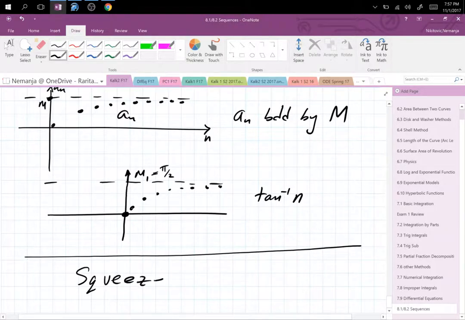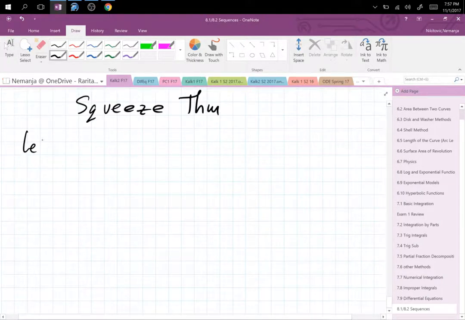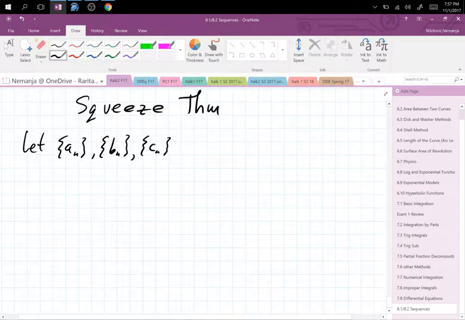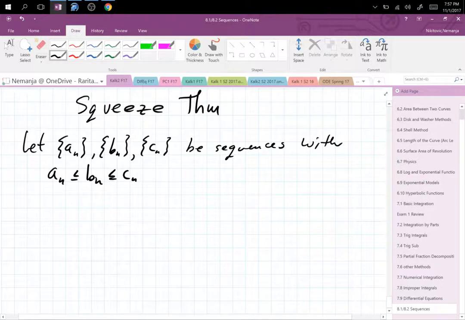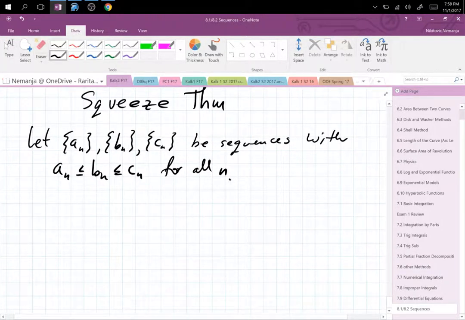So, squeeze theorem says: let a n, b n, c n be sequences with a n less than or equal to b n less than or equal to c n for all n.